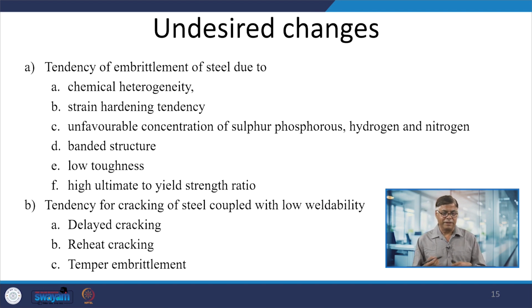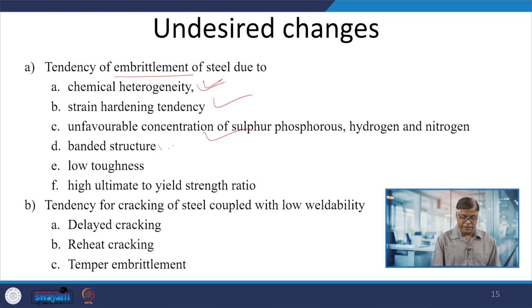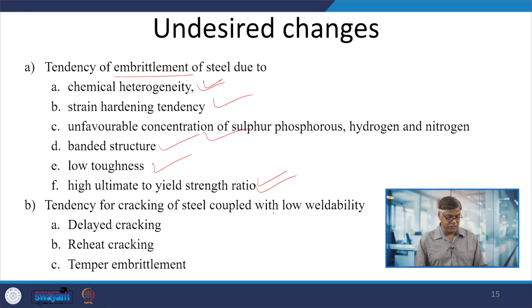So, what can we say? Many undesirable changes would have taken place in the steel that led to embrittlement. That could have been due to chemical heterogeneity, strain hardening, unfavorable concentration of phosphorus, hydrogen, nitrogen and sulfur, banded structure, low toughness and a very high ultimate to yield strength ratio. And these conditions could have led to an increased tendency of cracking due to delayed cracking, reheat cracking and temper embrittlement during the steel fabrication.